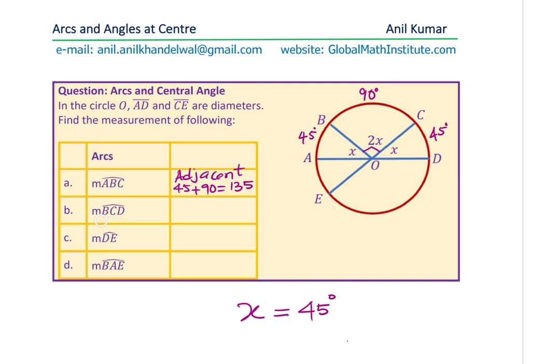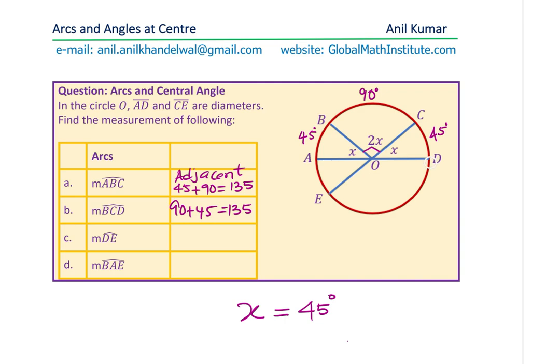Now, we have to find the measurement of BCD. So BCD, again, the same thing. We have to add them up, and we can figure out how much it is. So it is 90 plus 45 degrees, and that gives us 135 degrees.